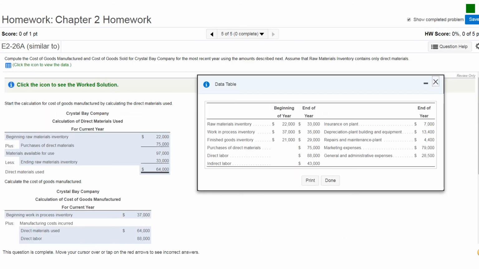This is question number 5 in your chapter 2 homework, and we're going to show you how to do cost of goods manufactured and cost of goods sold.